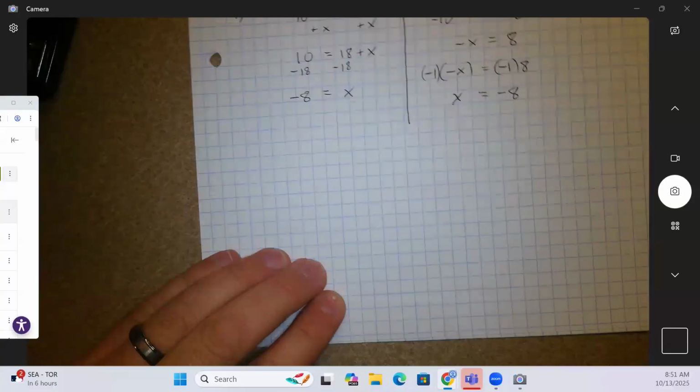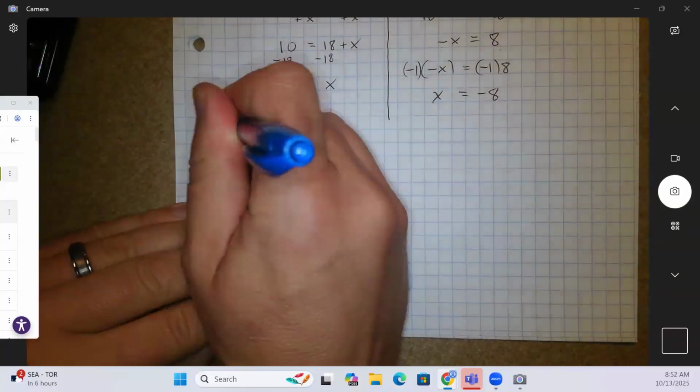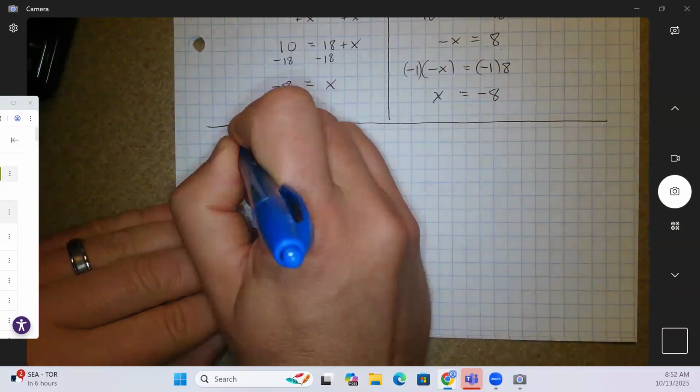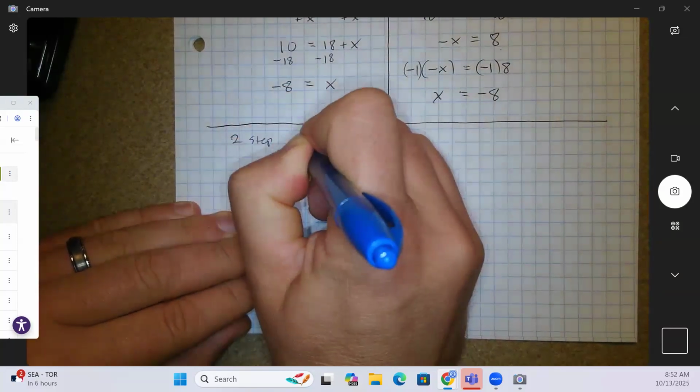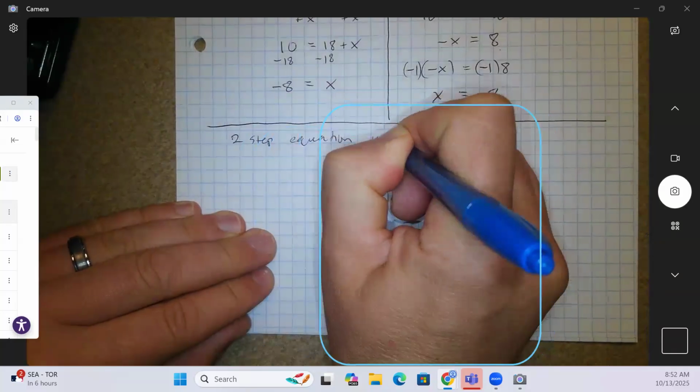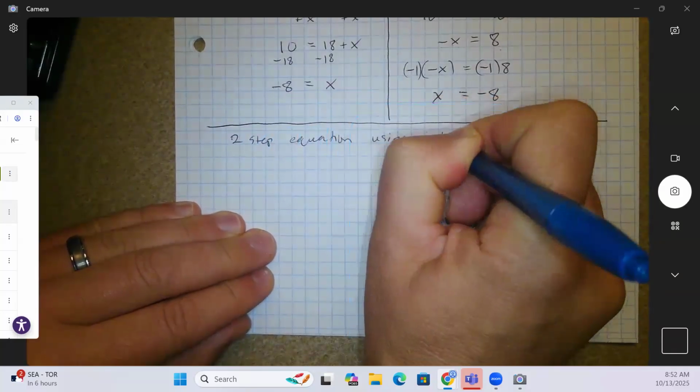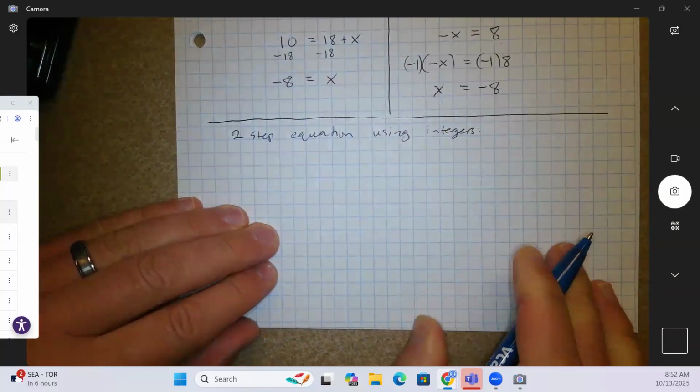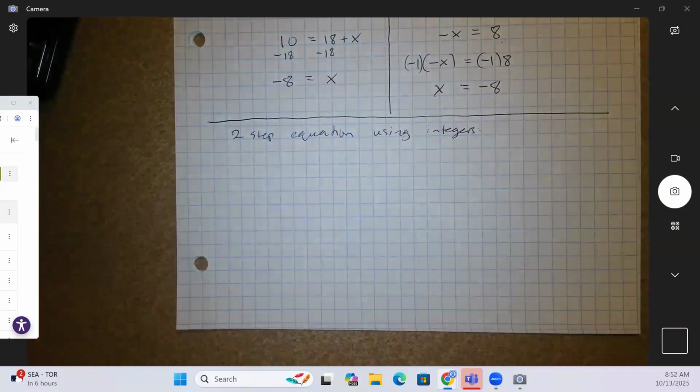Okay. So let's do a two-step equation using integers. Can't remember. I think we've done some of these before. It's been a long term already. Yeah, let me see. 1.5. No, actually we haven't, which is fine.